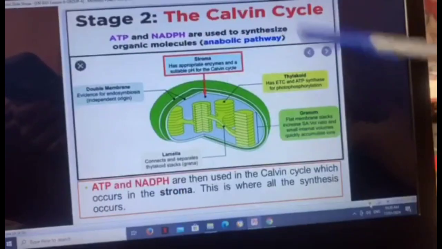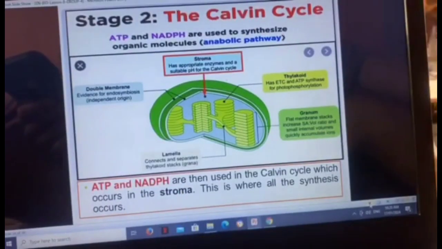In the Calvin cycle, ATP and NADPH are used to synthesize organic molecules, an anabolic pathway.